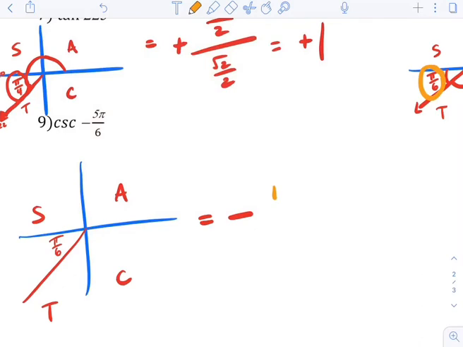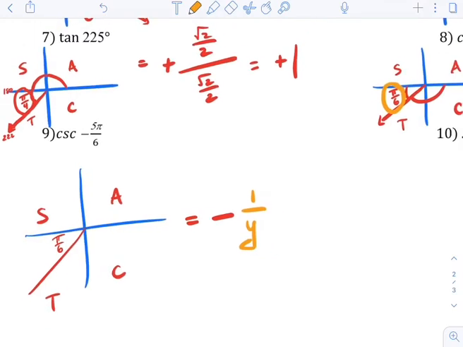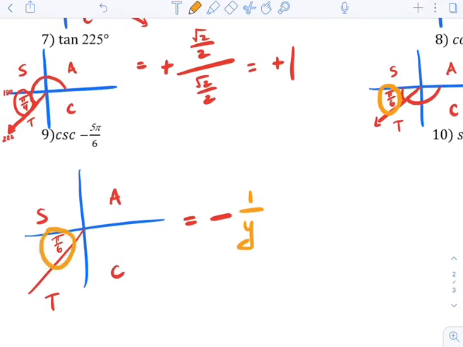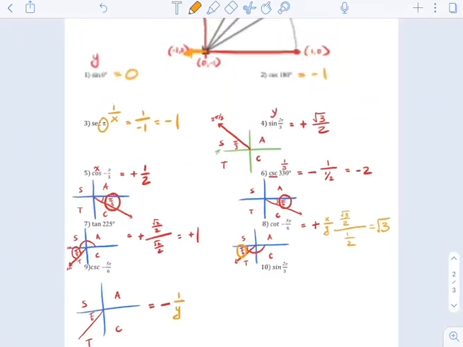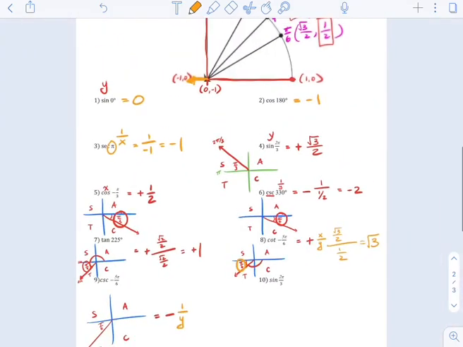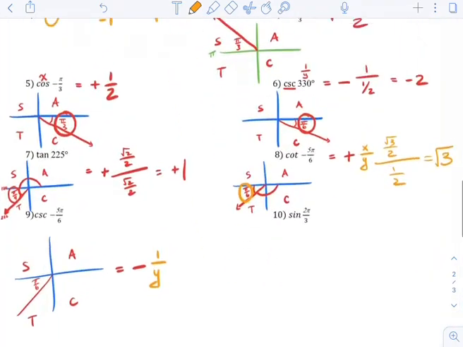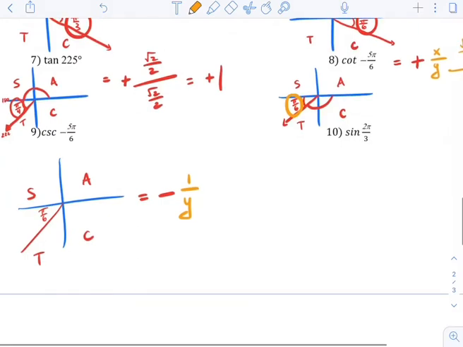Cosecant, in terms of what it is, it's 1 over y, because sine is y, and cosecant's the reciprocal of that. So I need to find out what y is for the related acute angle pi over 6. So pi over 6, we did this earlier, but it's 1 over 2. So our answer is negative 1 over 1 over 2, which works out to be negative 2. That's the exact value for cosecant of negative 5 pi over 6.